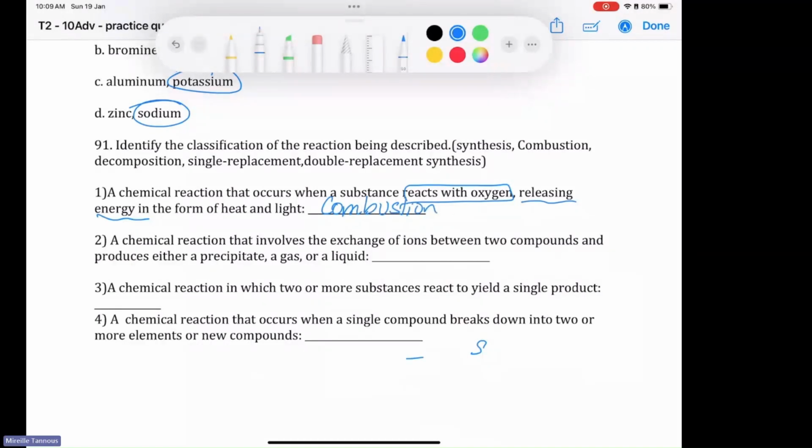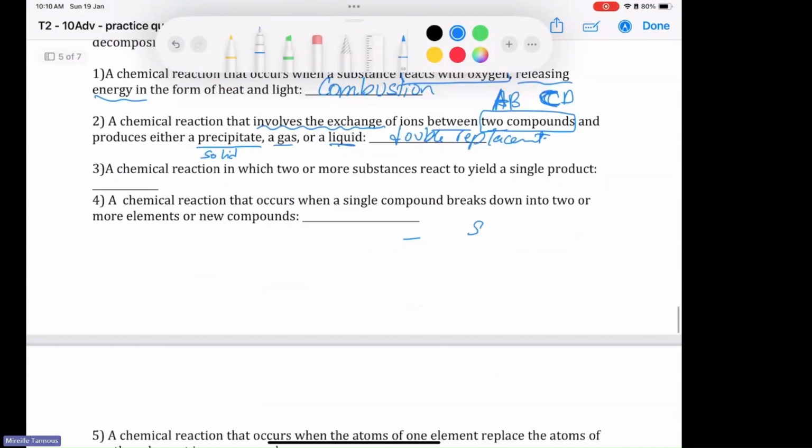Combustion releases energy because whenever I burn something, there's always heat coming out and light. Next: a chemical reaction that involves the exchange of ions between two compounds. It didn't say an element and a compound. Two compounds, like AB and CD. It exchanges the ions, like A is exchanged with C or B exchanged with D, and can produce a solid or a gas or a liquid. This is a double replacement. These are the three types of products that I can obtain in a double replacement reaction.